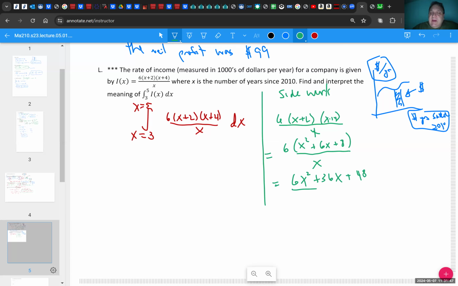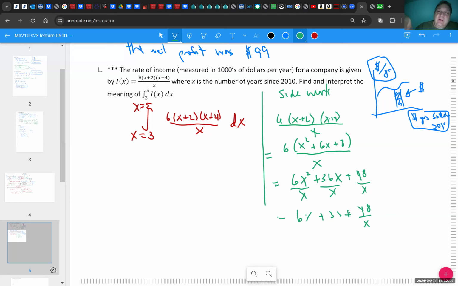And then I'm dividing everything by x. So you know what I can do is I can just divide each thing by x. That's, again, the distributive property. So divide each term by x. And that gives 6x plus 36 plus 48 over x.